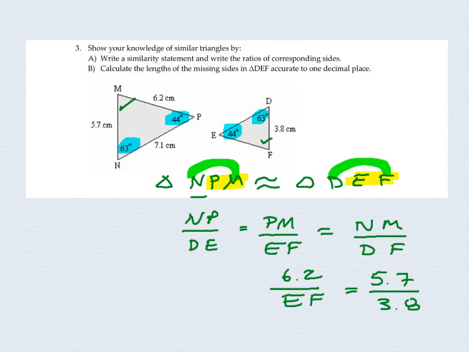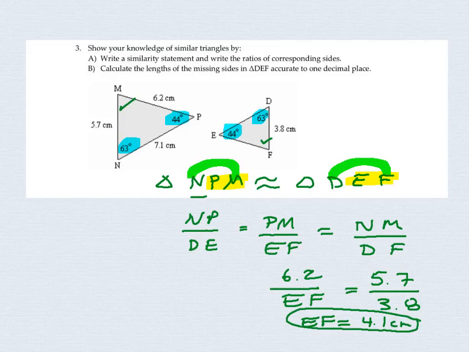So if you cross multiply and solve, 6.2 times 3.8 divided by 5.7, EF is going to equal 4.1 centimeters. Close to 3.8, but a little bit bigger.